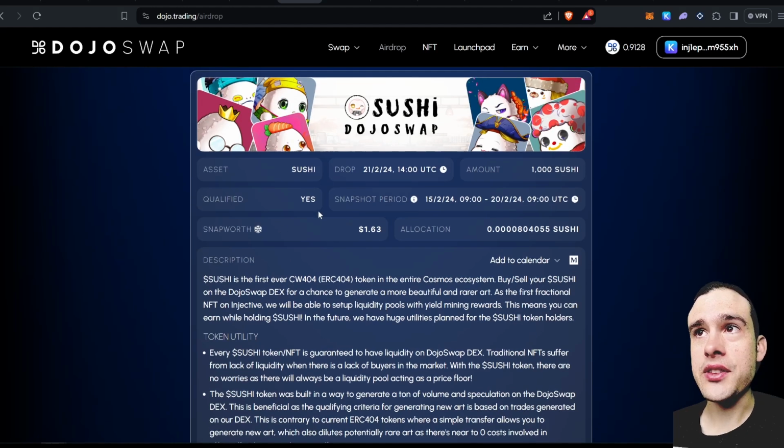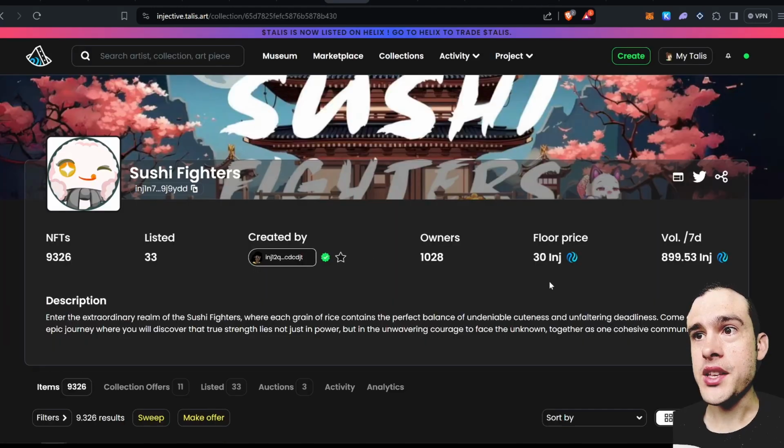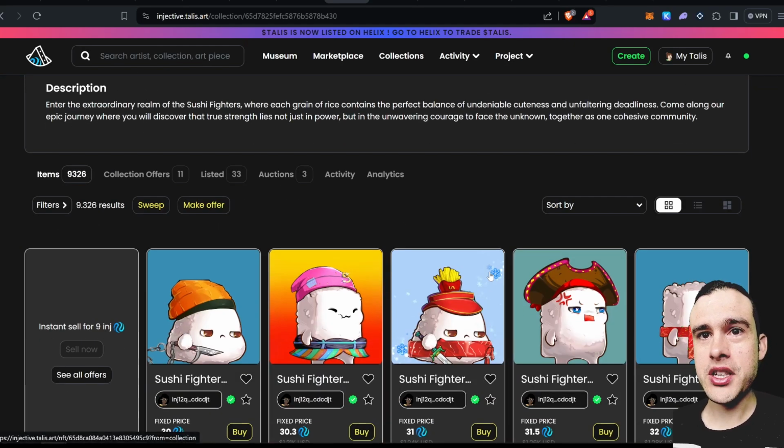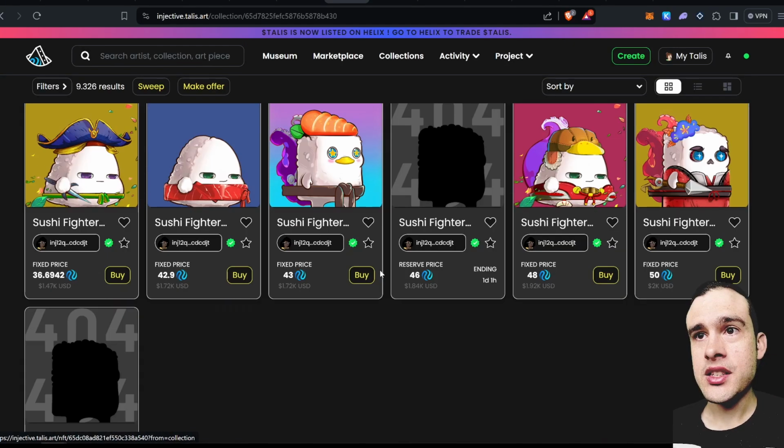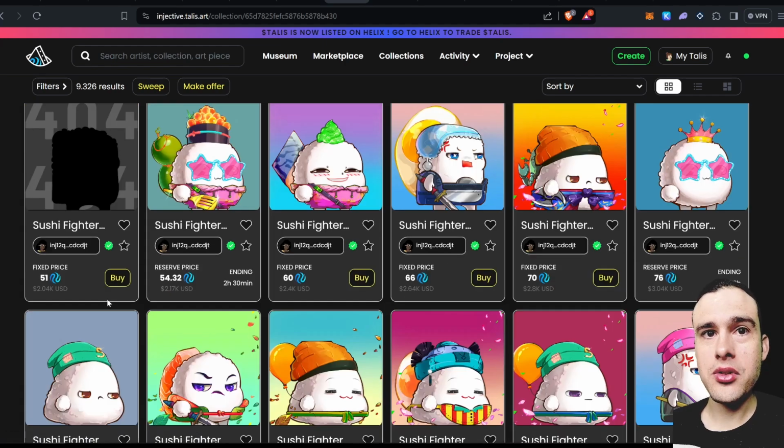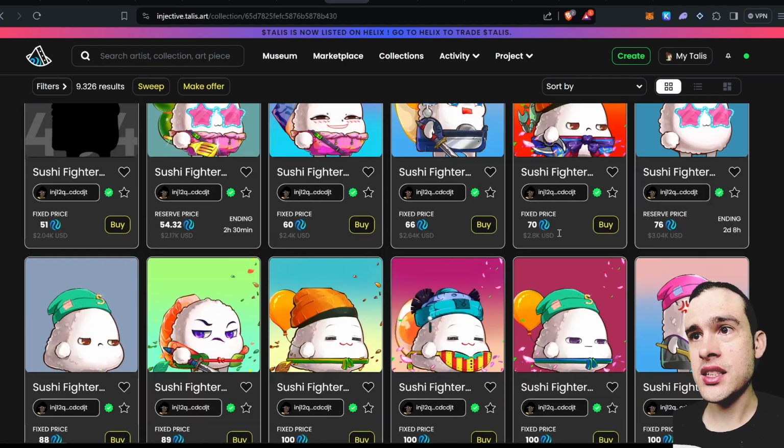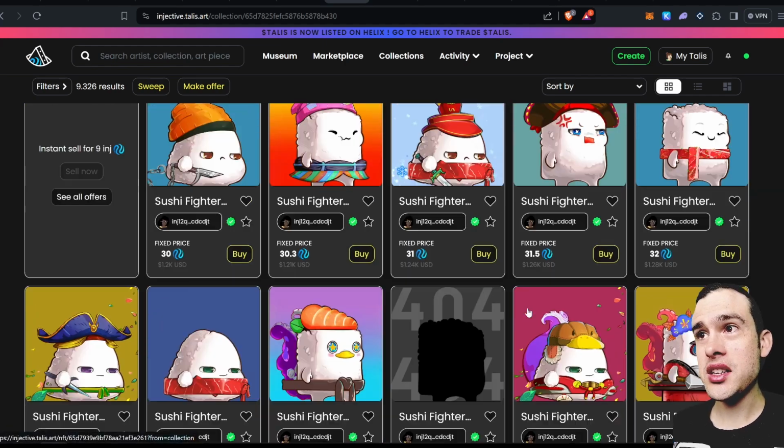And the floor price for these has gone up significantly. We can see the floor price right now is 30 INJ, which is $1,200 at the time of recording. So that's pretty crazy, $1,200 for an NFT. Some people are selling it for even more, like 50, 60, 66. This is insane. These are really, really high value.